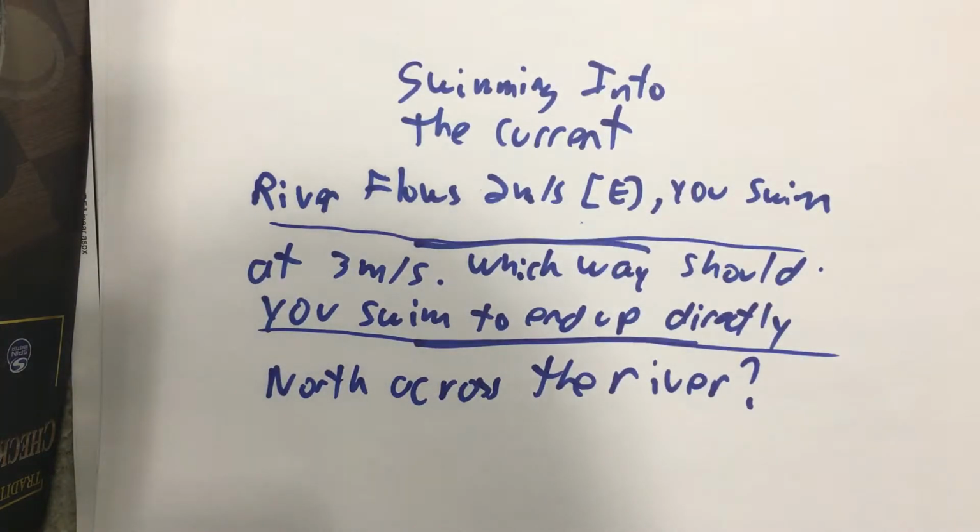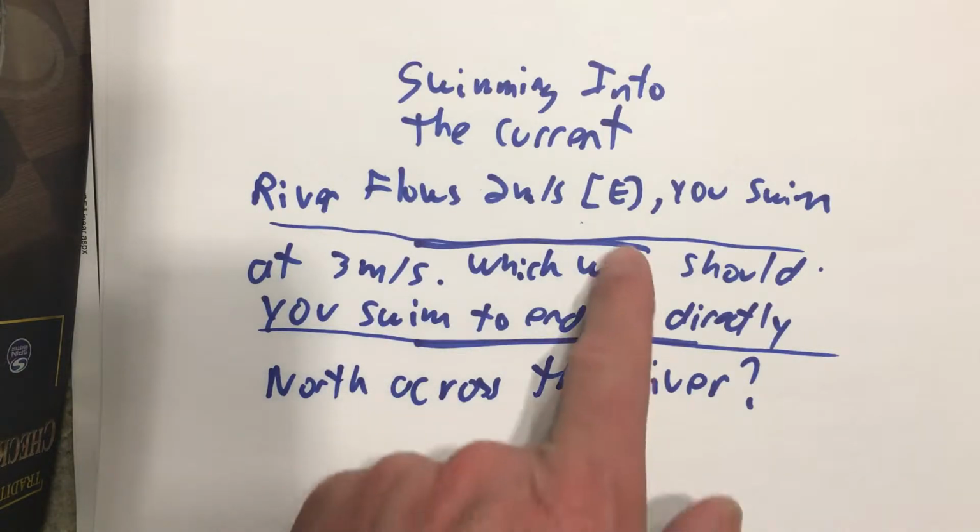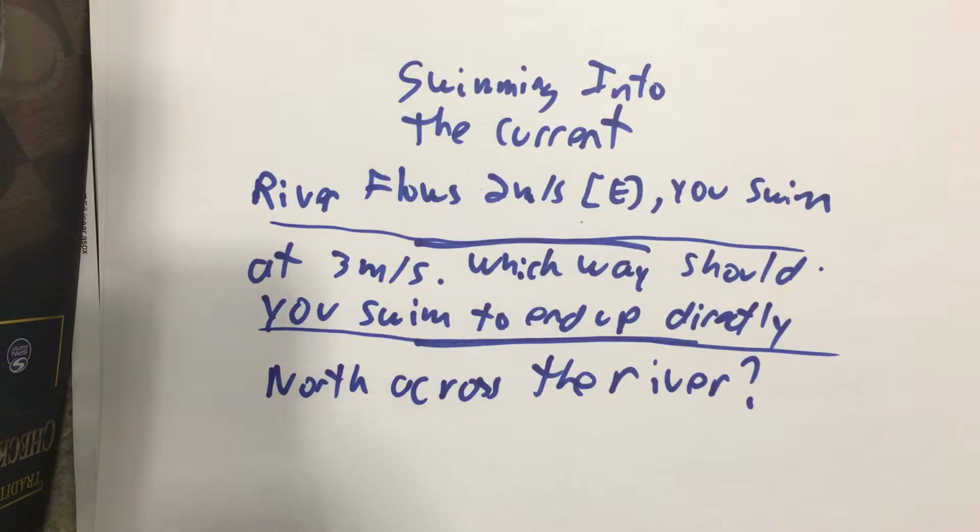Okay, so I'm calling this swimming into the current. A river flows 2 meters per second east, and you swim at a rate of 3 meters per second in the water. Which way should you swim to end up directly north across the river?